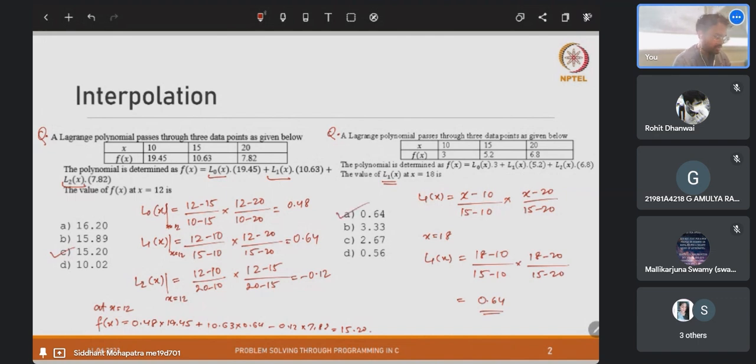Is that clear? How do we calculate L0(x), L1(x), and L2(x)? And how do we calculate the value of a function, rather interpolate the value of a function at a value in between the data points that we have?